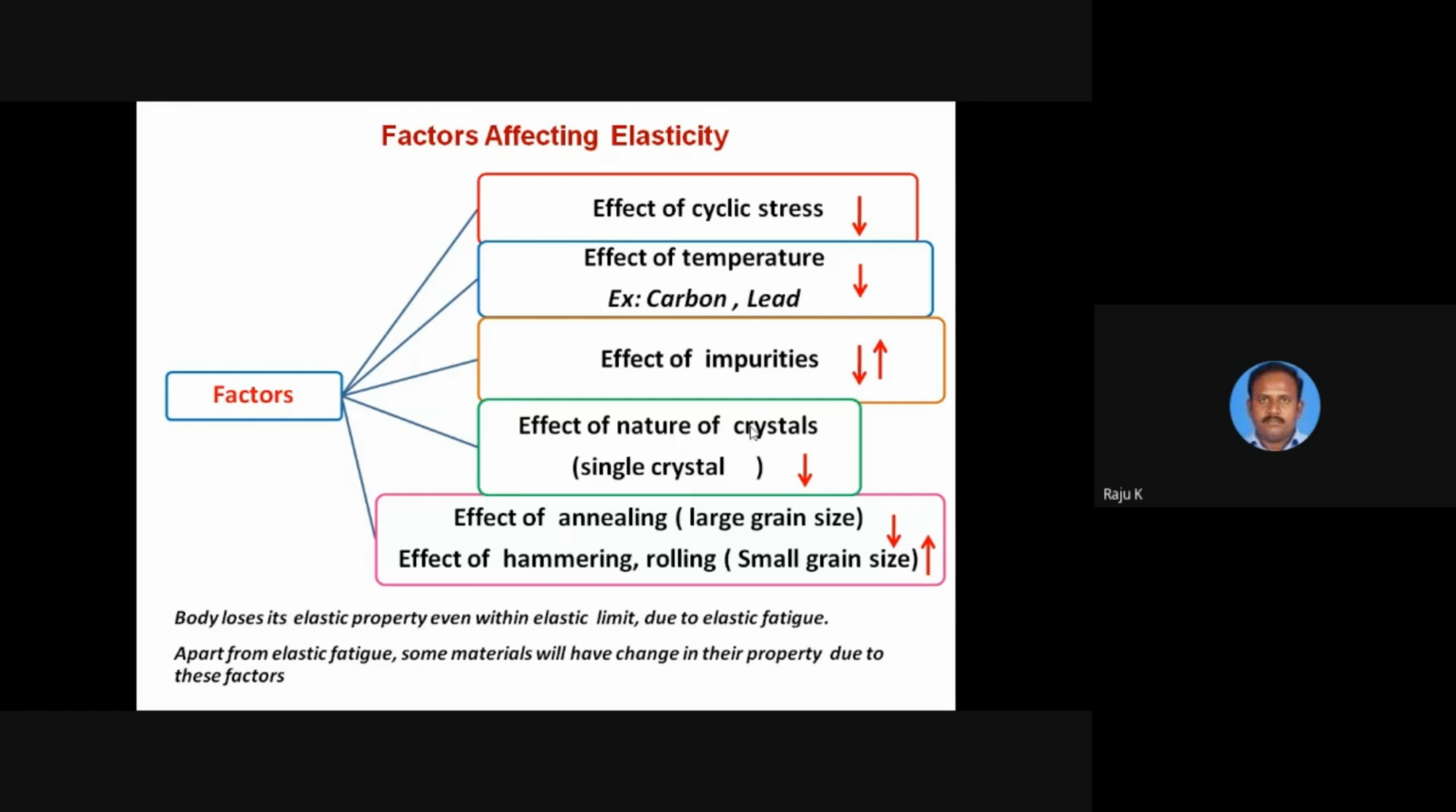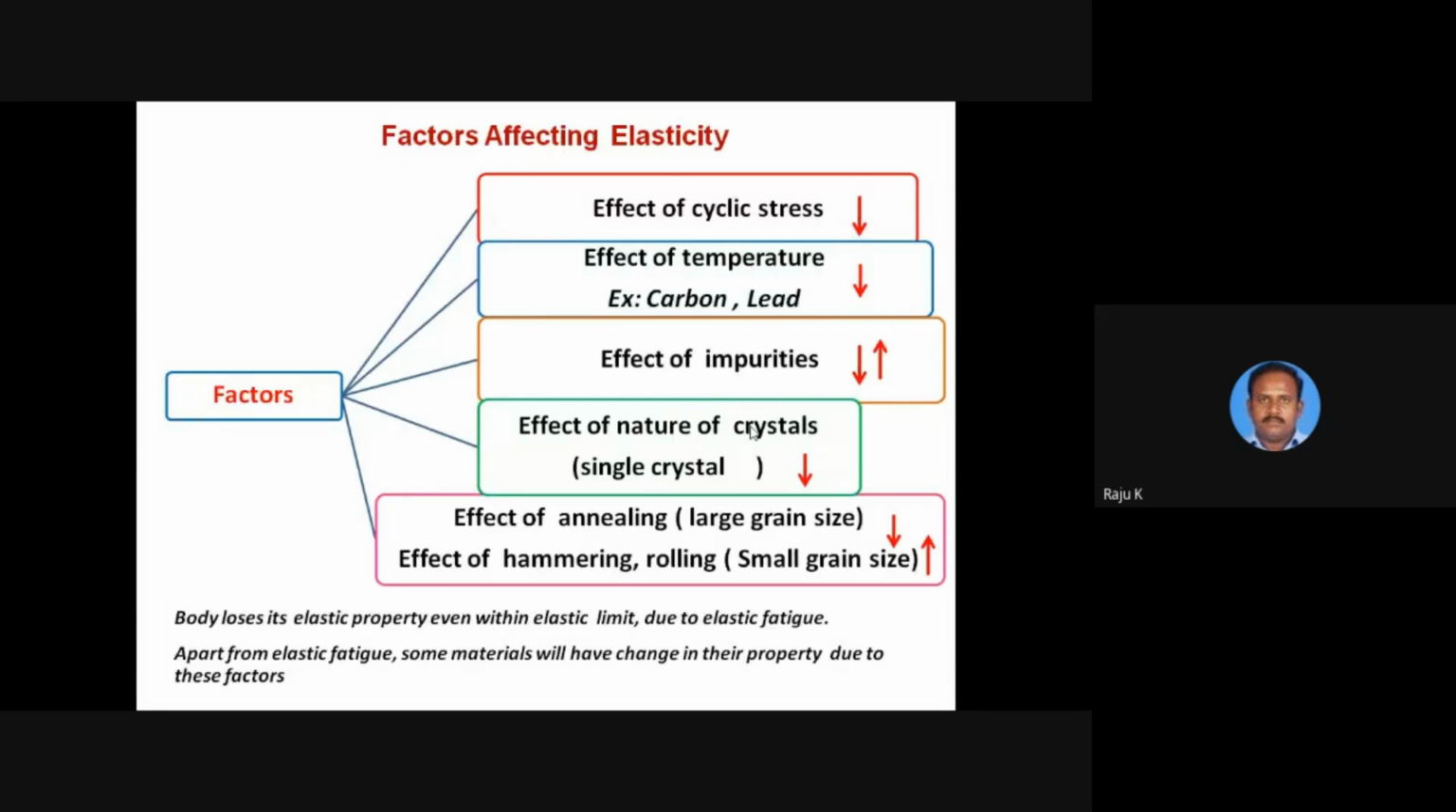hardened property. In the case of the effect of hammering and rolling, the pressure applied during the hammering divides that large-sized grain into small-sized grains, which will increase the elastic property of the material. So these are some factors that may affect the elasticity.